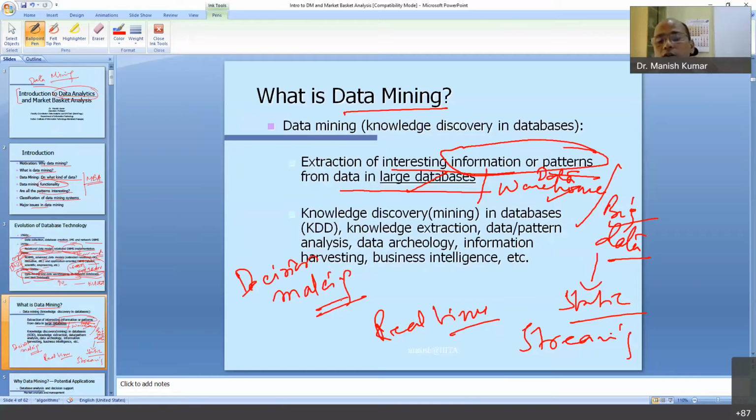We call it knowledge extraction, then we call it data pattern analysis as well. Sometimes we call it data archaeology. You can even call it information harvesting. Even in management terms, we call it business intelligence. So there are so many synonyms available for this, and all of them talk about data analysis.